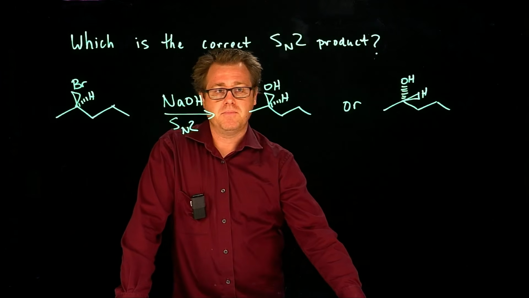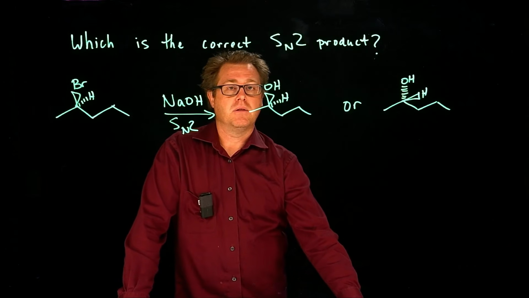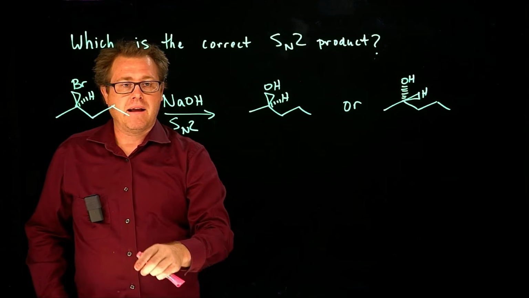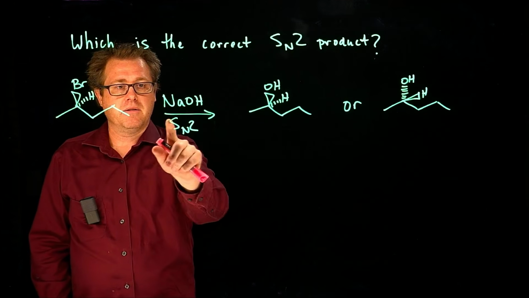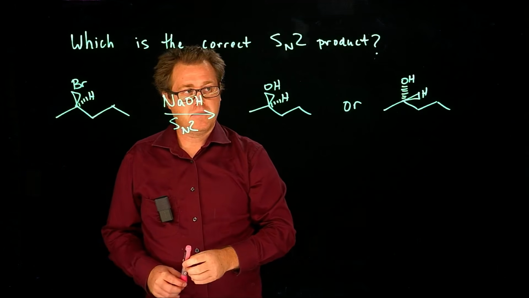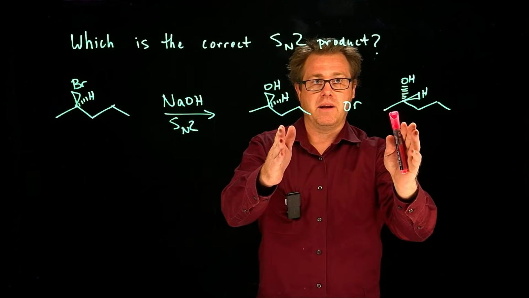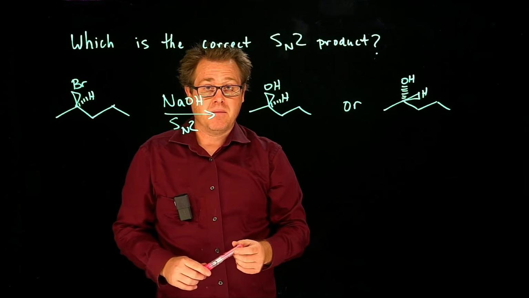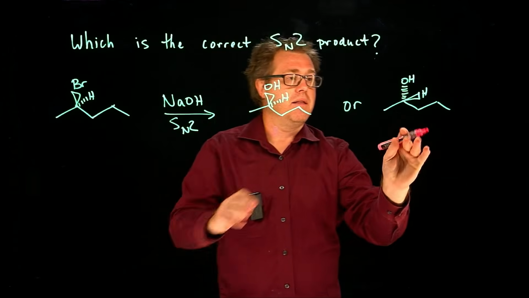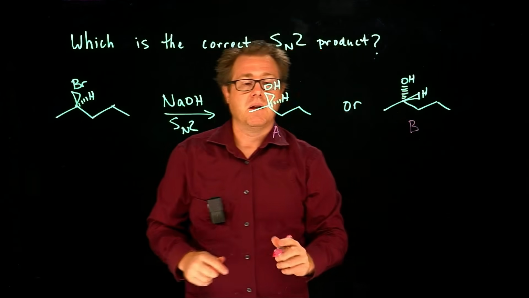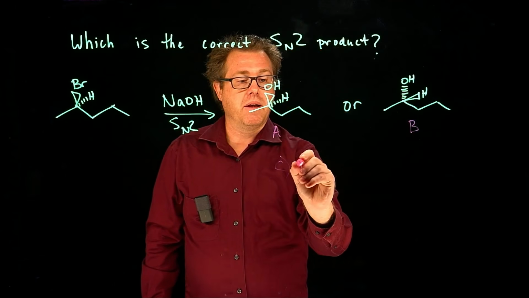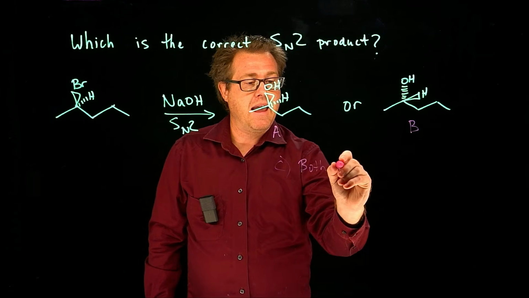For this problem, it is telling you that we are going to do an SN2 mechanism. And so you need to figure out, when you take this compound, treat it with sodium hydroxide, using an SN2 mechanism, which product are you going to get? So on the exams, you'll see this is, say, option A. And then you'll see this as option B. And then you'll see an option C, which will say both A and B.